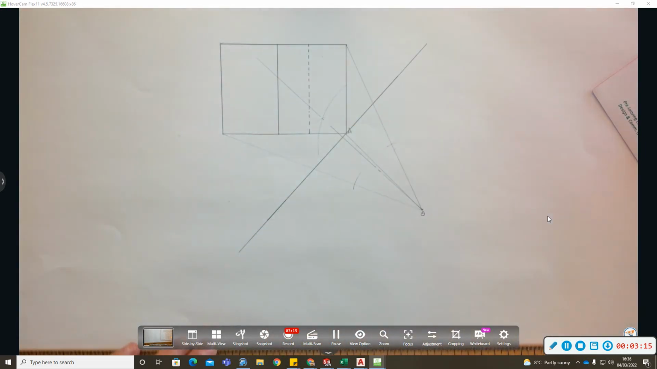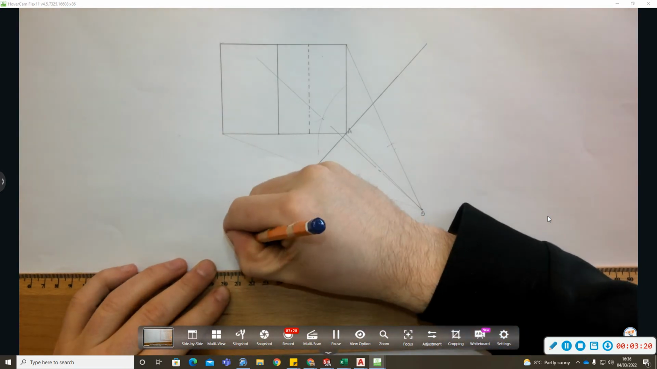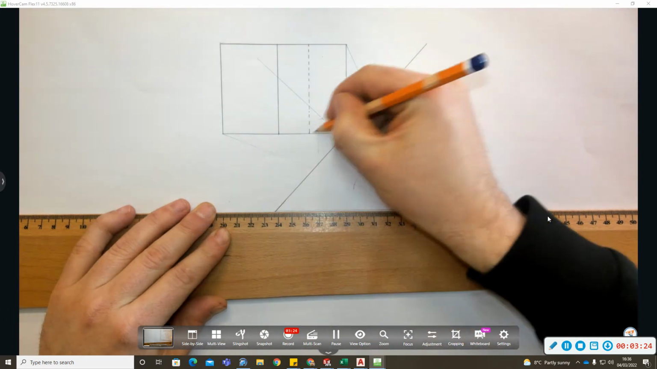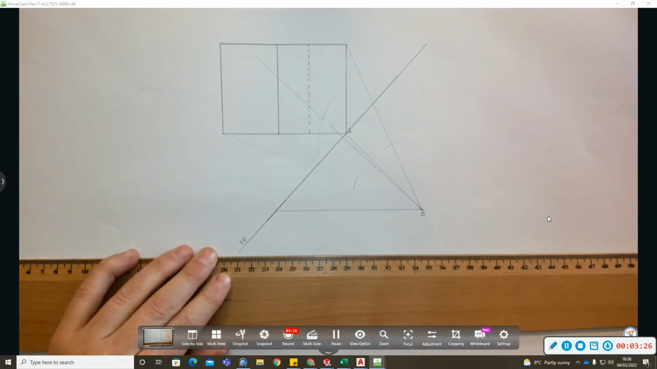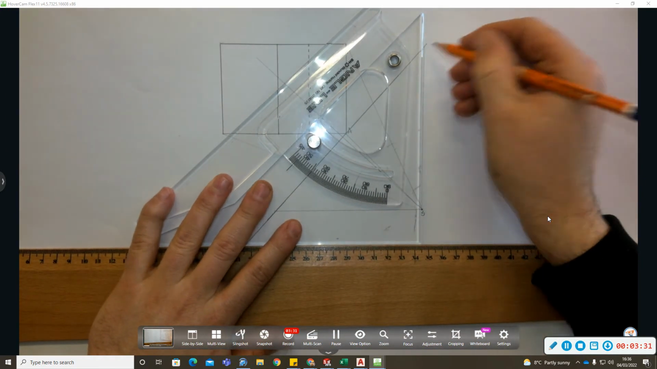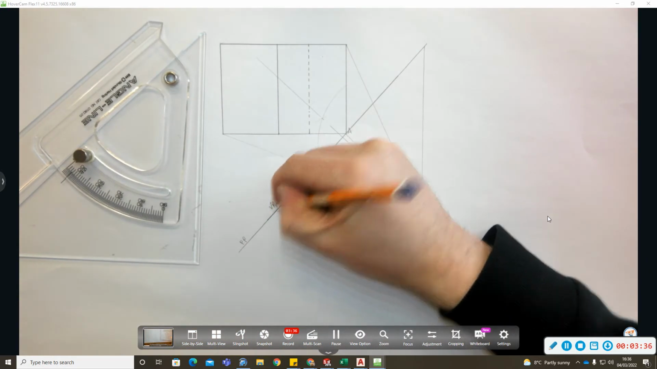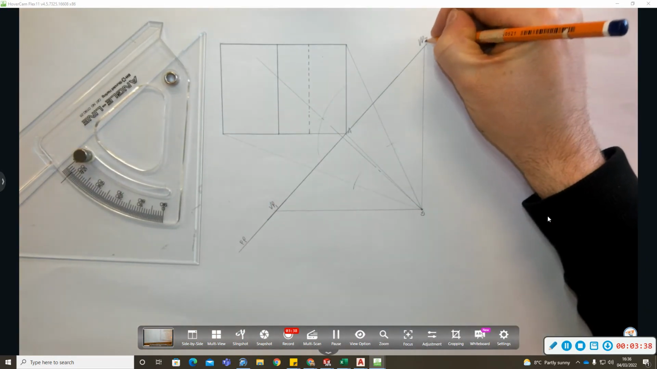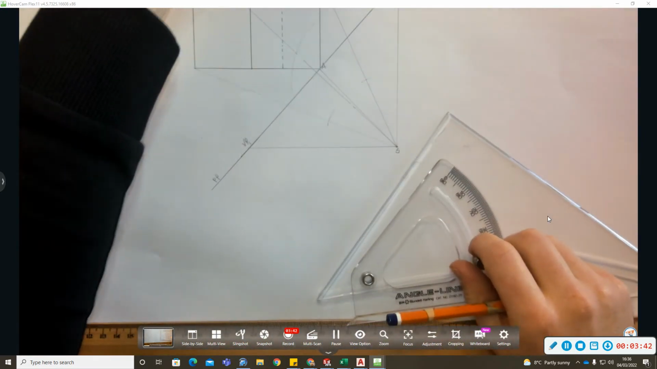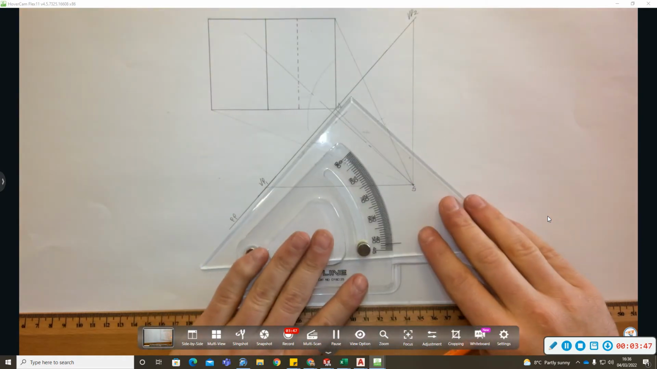Now, to get the vanishing points on the picture plane, so PP for picture plane, I'm going to go parallel to one set of lines from S, and I'm going to go parallel to another set of lines from S. So these here. So here's VP1, here's VP2 on the picture plane. Now the horizon line is parallel then to the picture plane.